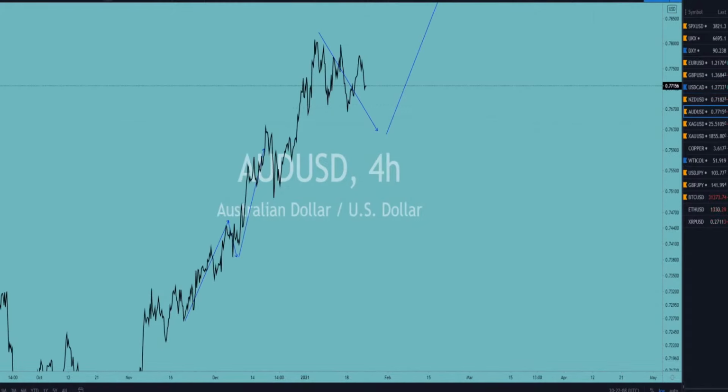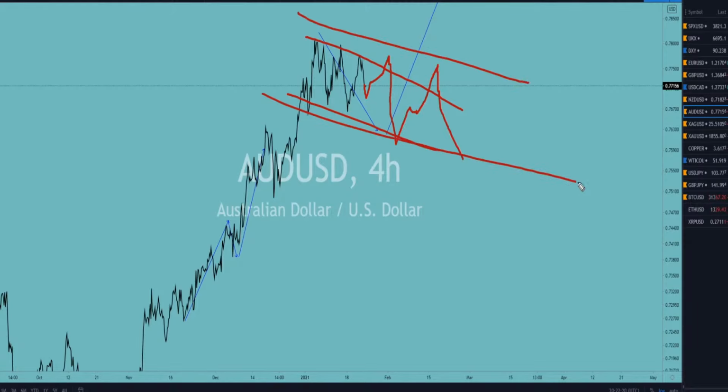AU complex correction. If you check the website at the beginning, I indicated a complex correction towards the downside. This can do that, then come back down, then go back up. So it's a complex correction, same as BTC.